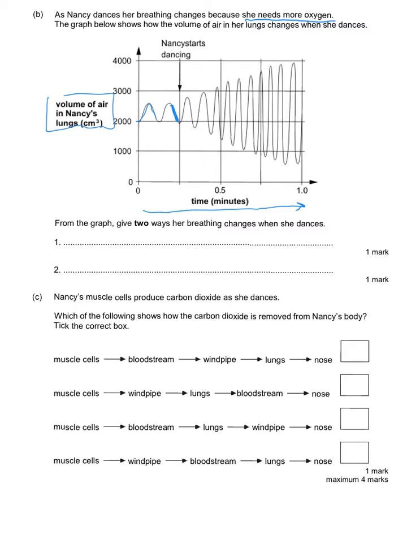Now let's move on to the question. The question says, from the graph, give 2 ways that her breathing changes when she dances. So there's quite a few different ways. First of all, we notice that this graph goes more extreme. It goes larger up here, which means she's breathing in more air. So I would start with that one, that she gets more air, or oxygen is probably better, but it's not only oxygen that she's breathing in, it's nitrogen as well. So she gets more air or she gets more oxygen. Those are both fine.